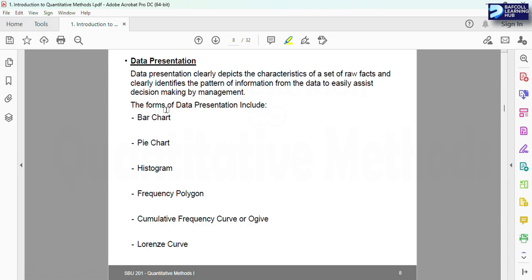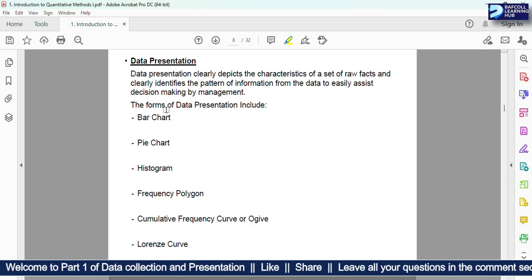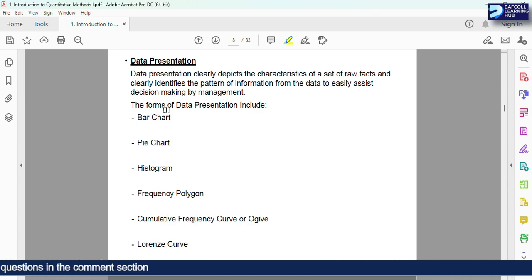Now, the various forms of data presentation that we'll be looking at are the bar chart, a pie chart, a histogram, frequency polygon, cumulative frequency curve, and the Lorenz curve. We're going to go through these forms of data presentation in detail, so I'll not be going into details over here.